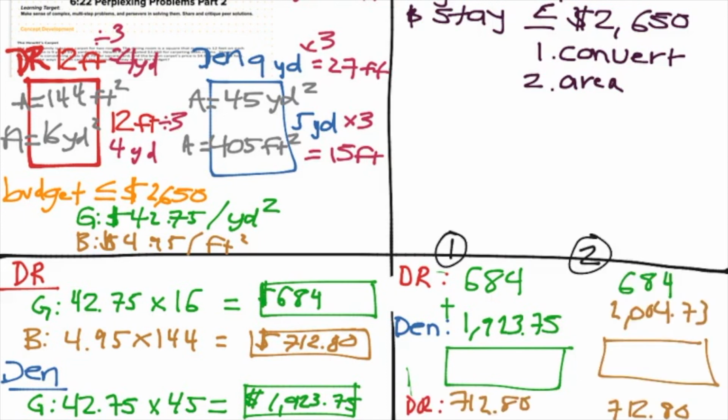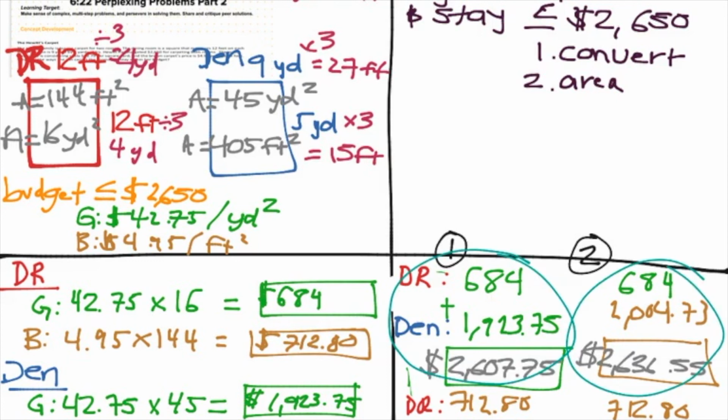So now I have all my different options. They could both be green, or the dining room could be green and the den could be brown, or the dining room could be brown and the den could be green, or they could both be brown. Here are all my options. You're going to add them up, and you are going to find what options you could do to stay under that budget. All right, when you added them all up, there were only two answers that stayed under $2,650, under her budget. So what are her two options?